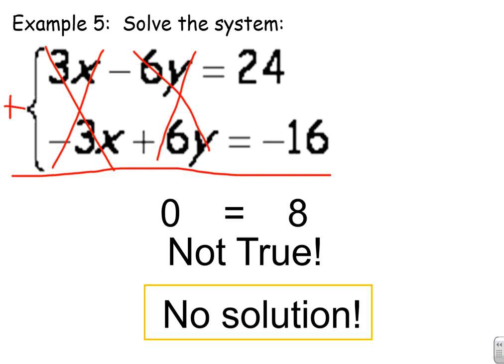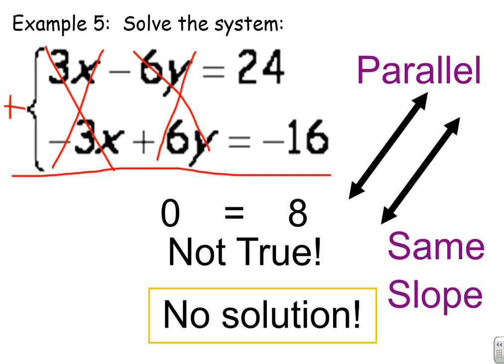Remember back when we talked about parallel, perpendicular, coincident, and intersecting lines, when there's no solution, what kind of lines were they? Hopefully you're thinking about parallel lines. They have no solution because they never cross. And of course they never cross because they have the same slope. So all of that kind of connects together.